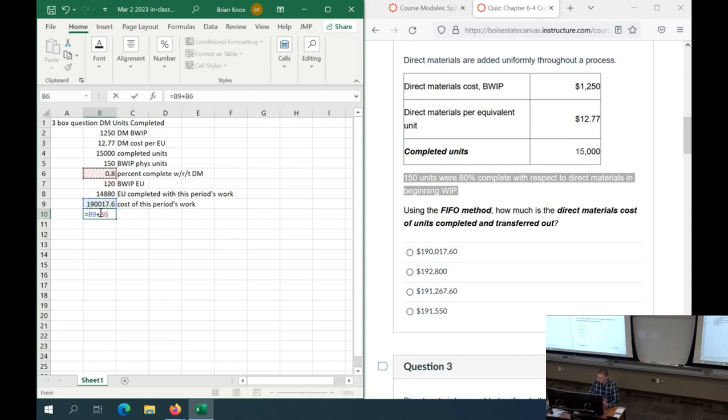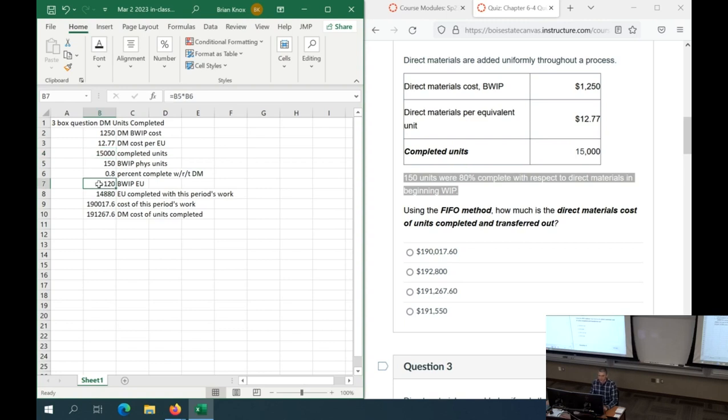And then we make sure we add in at the end the direct materials beginning WIP cost. I'll label it as such. Now that is the total, no, that is the direct materials cost of units completed. So the idea is we have 15,000 units completed, that's true.